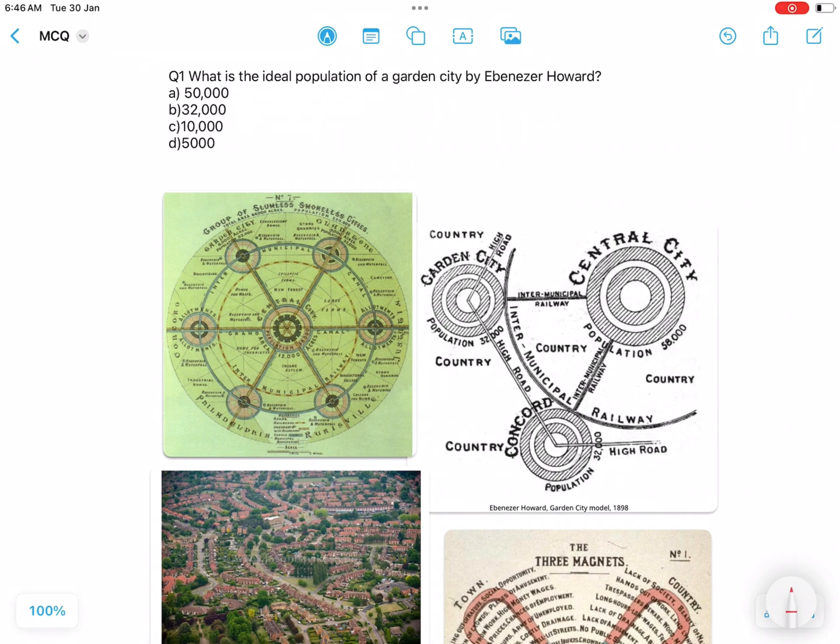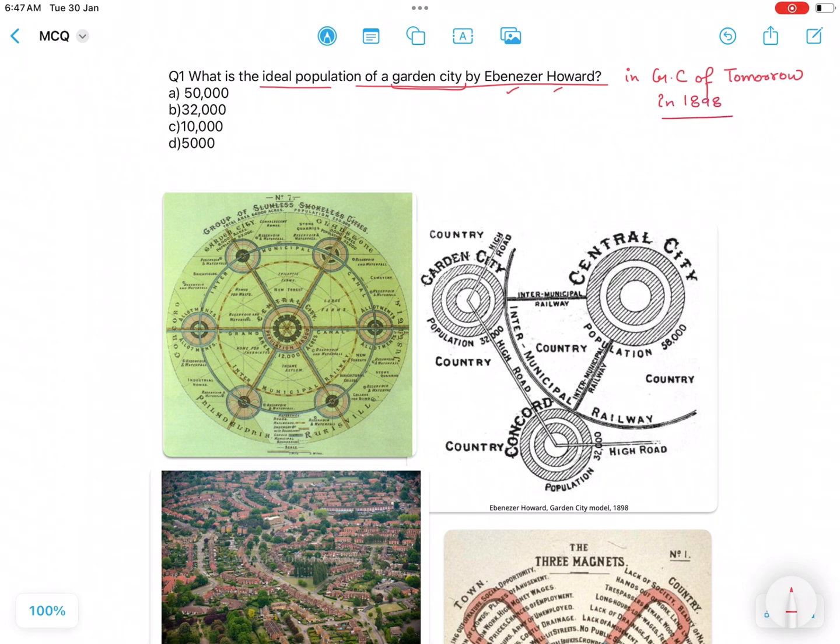Starting with the first question: what is the ideal population of Garden City by E. Benjamin Howard? The Garden City was proposed by E. Benjamin Howard in his book Garden Cities of Tomorrow, and this was published in 1898.